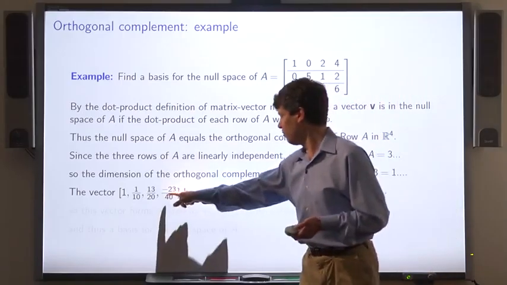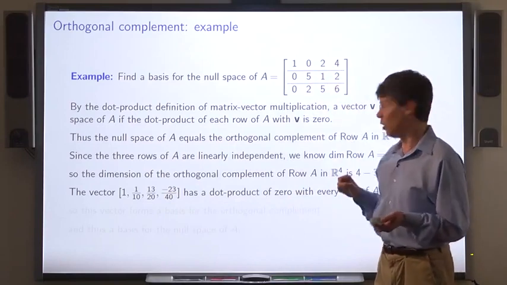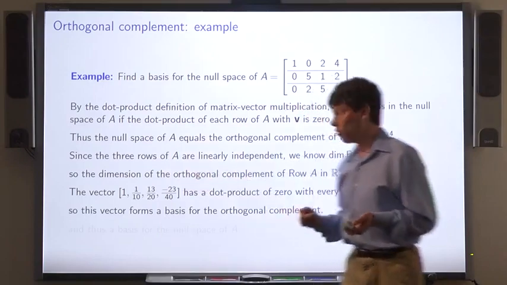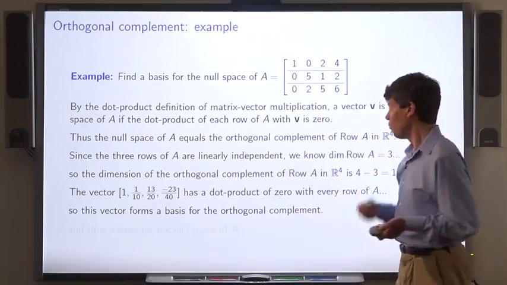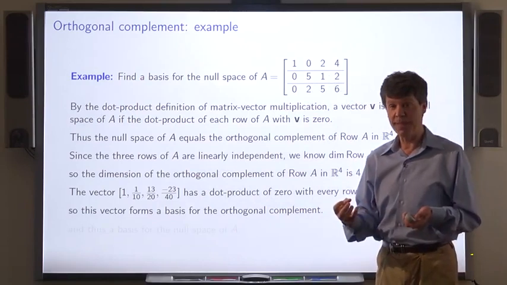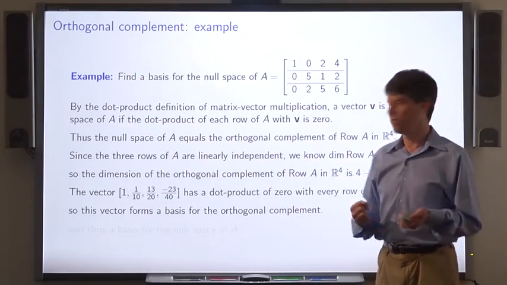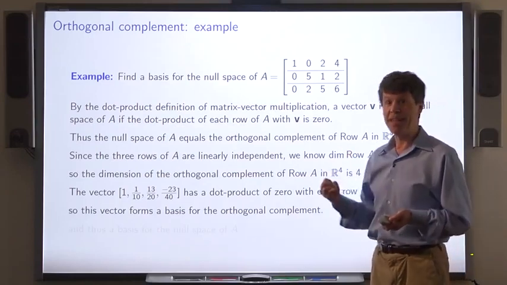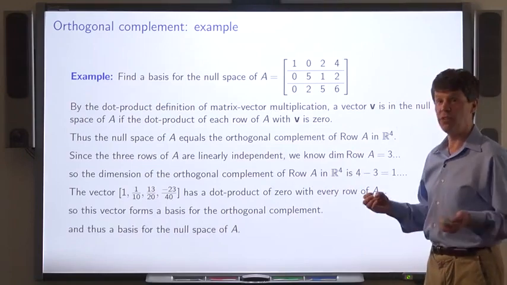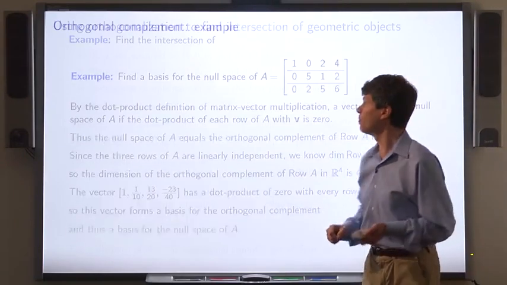And now here's a vector that has a dot product of 0 with each of these rows. So this vector forms a basis for the orthogonal complement. It's definitely in the orthogonal complement, and the space it spans has the right dimension. So the space it spans must, in fact, be the orthogonal complement. So we found a basis for the null space of this matrix A.